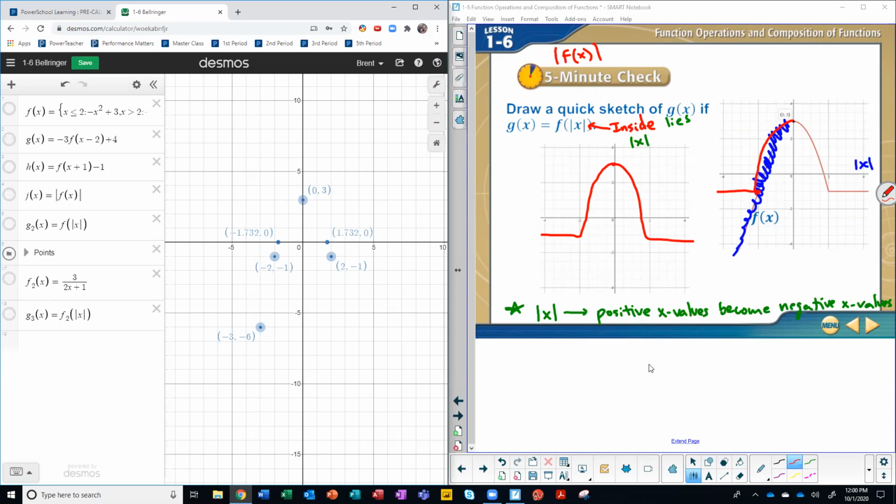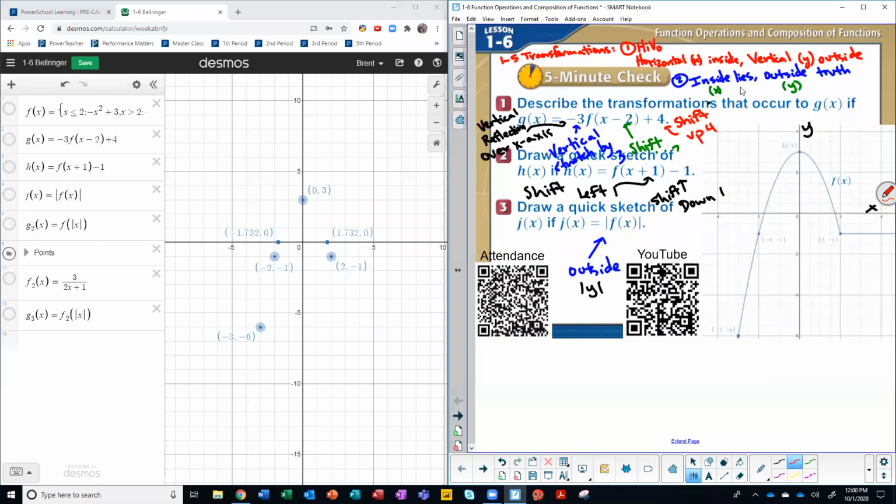I'll give you a hint. It has to do with rule number 2. What was rule number 2? Inside always lies. Your x's are always going to lie to you. So absolute value normally takes a negative and makes it positive. But if it's on the inside, it's going to lie. And so it's going to take a positive and make it a negative because your x's are always lying.